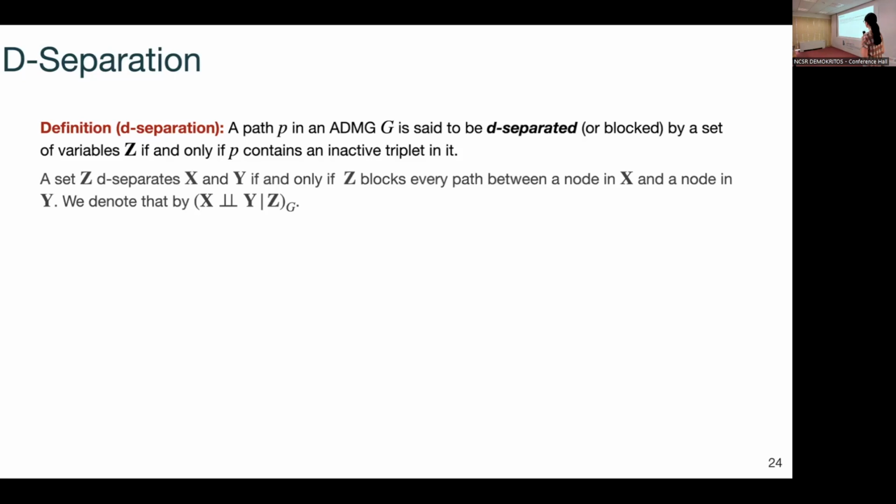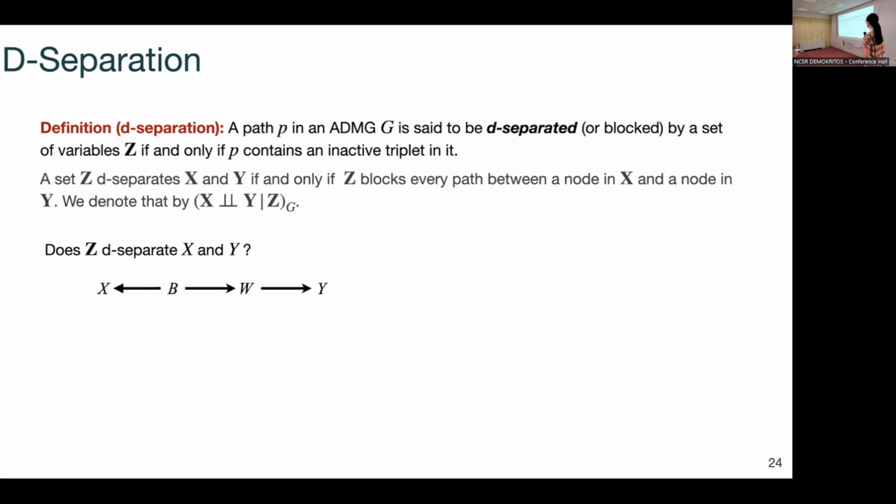A set Z d-separates X and Y, which can be sets of variables, if Z blocks every path between every node in X and every node in Y. So basically you have to block every path connecting information from one side to another. And if they are d-separated, we use almost the same notation as independence, with a G here saying that it's a graphical property, right?